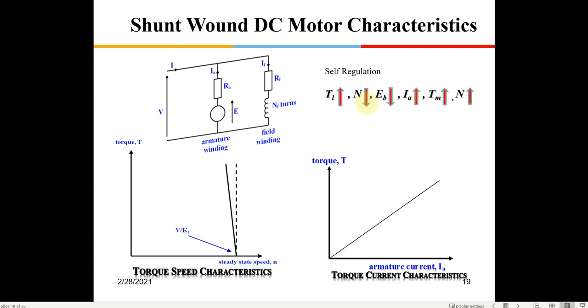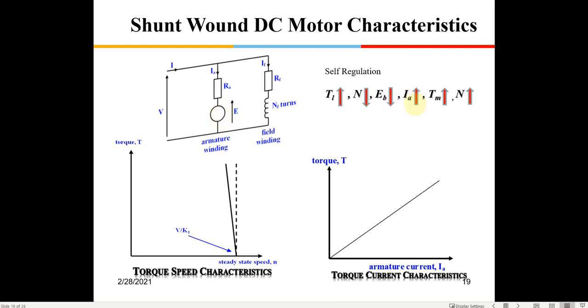The moment the RPM falls a little bit, N falls, and the back EMF also reduces, because the back EMF is proportional to the rate of flux change in the coil. Since the RPM is falling, the induced EMF will also fall. If EMF falls, the armature current increases. What is the current equation? V is equal to IA RA plus E. So if the back EMF reduces, IA increases, because the opposing voltage is reducing.